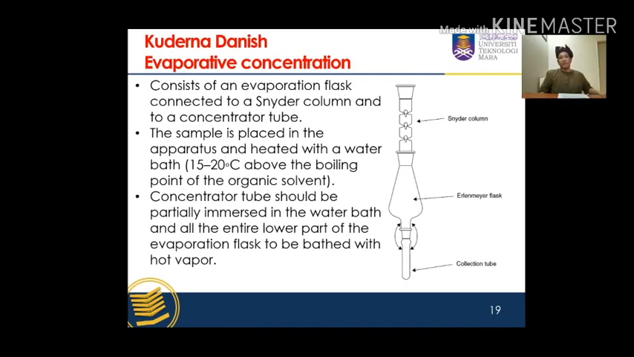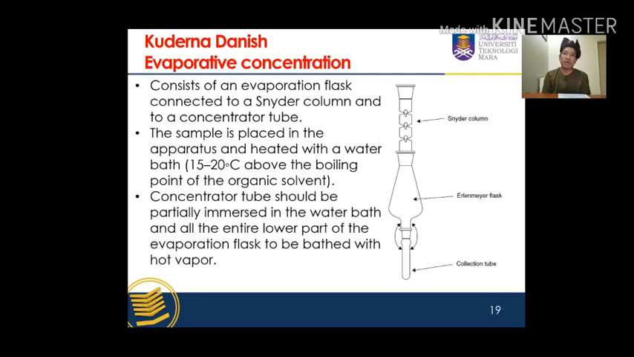Okay, another pre-concentration method is the Danish evaporator. This Danish evaporator condenser was developed by Julius Hyman and Company, USA. The system consists of an evaporation flask, usually 500 ml, connected at one end to a Snyder column and the other end to a concentrator tube. You can see here, the above one is the Snyder column and the bottom one is the collection tube.